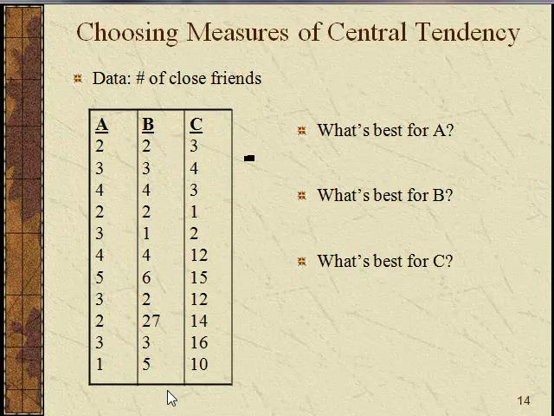And B, there's one weird score. This person is way too social, right? 27 friends. They probably have a Twitter account and several Facebook pages, maybe multiple personalities. Something's different here than the rest of it. So we'd want to use the median because it'll be less influenced by that skew.